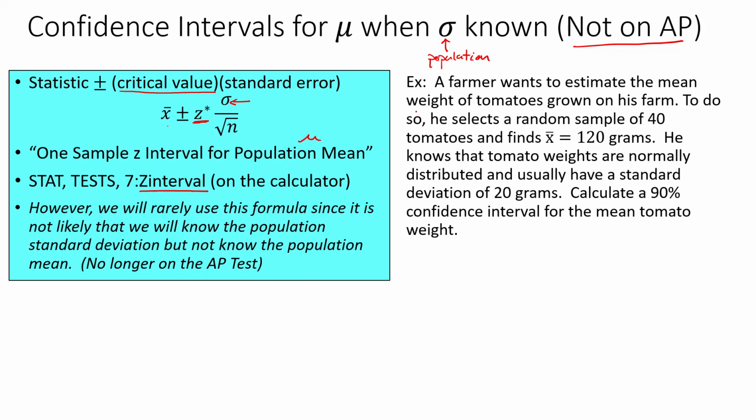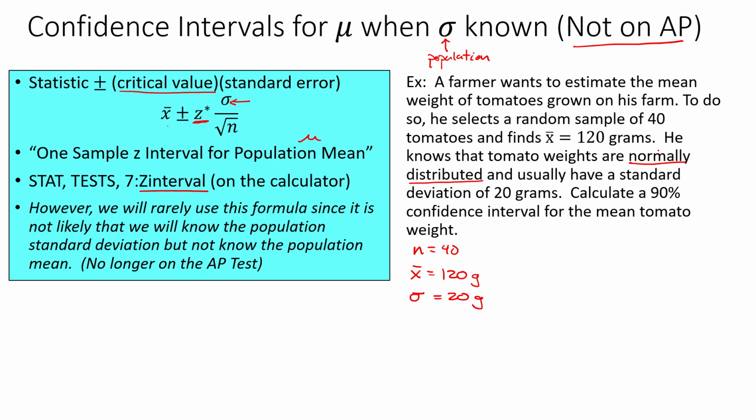So a farmer wants to estimate the mean weight of tomatoes grown on his farm. To do so, he selects a random sample of 40 tomatoes. There's an n, 40. Finds x bar equal to 120 grams. So that is the mean tomato weight of his sample. He knows the tomato weights are normally distributed. Cool, that usually helps us with our normal conditions. And have a standard deviation of 20 grams.